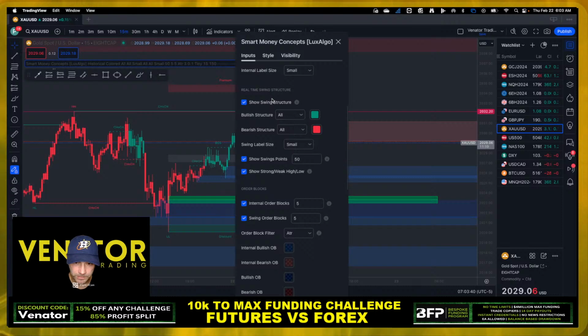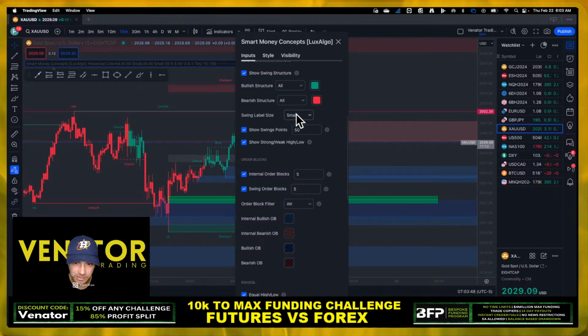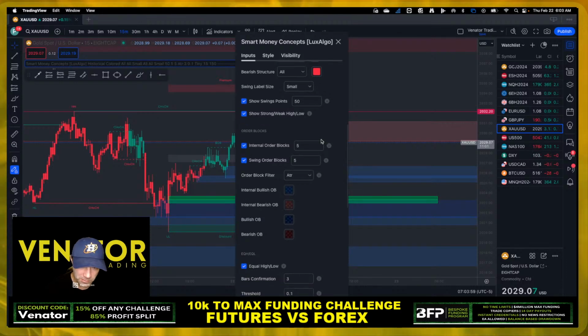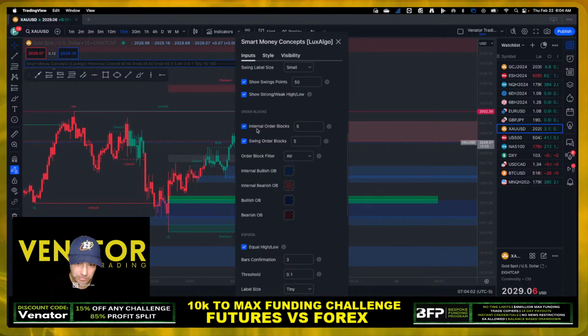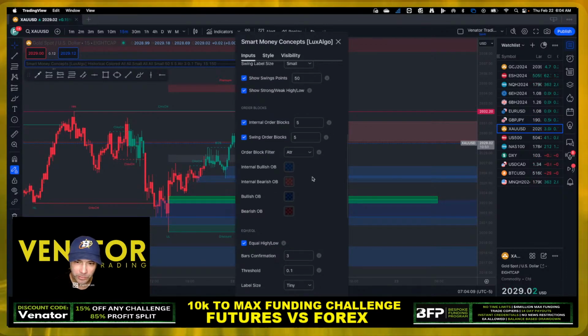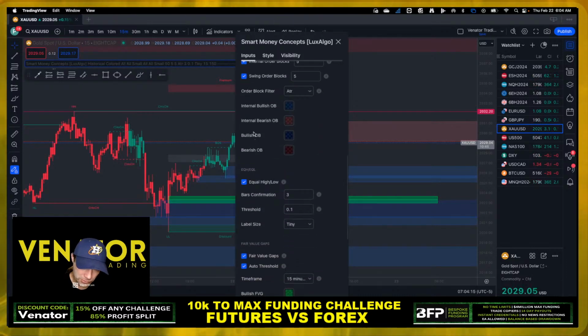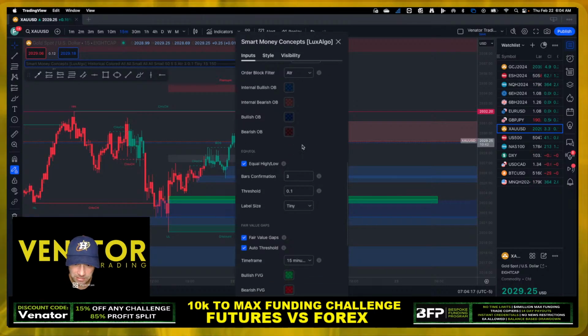Real-time swing structure. This is showing you the swing high to low, the swing label, the swing points, like what swing points you're using, a strong high versus a weak high, a strong low versus a weak low, and how many internal order blocks to show. You can make this a lot or more. Swing order blocks, like where are the swing level order blocks, internal bullish order block, internal bearish order block, equal highs and lows.